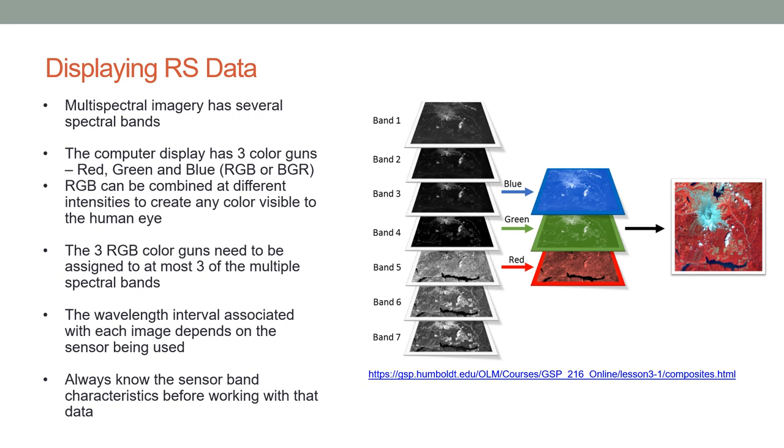So always knowing the sensor band characteristics before working with that sensor is very important. In other words, band 1 may not be blue in all the sensors available to you. For example, the earlier satellites of the French satellite, Spot, did not have a blue band, and band 2 was green instead of blue, and so forth. Bottom line, always check the sensor characteristics. What are the wavelengths assigned to the particular bands? And know your reflectance characteristics well, such that you can then interpret the imagery being displayed on the computer monitor.